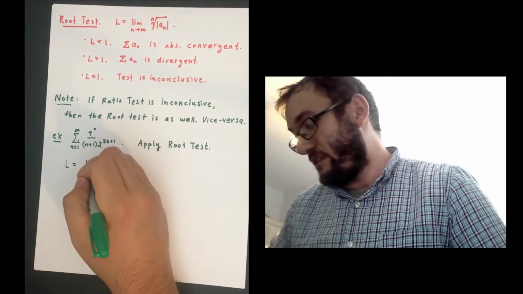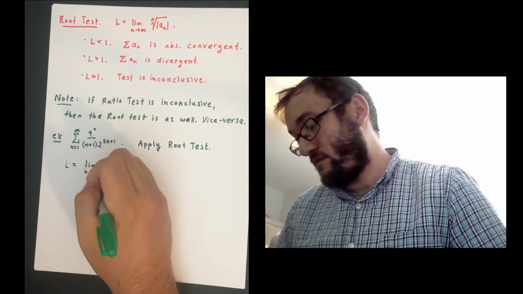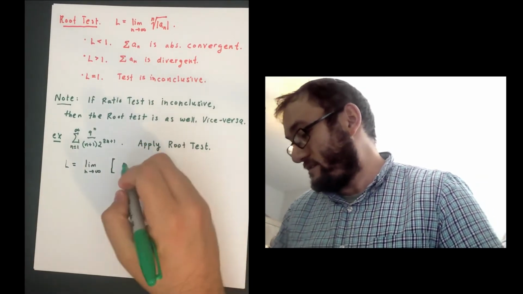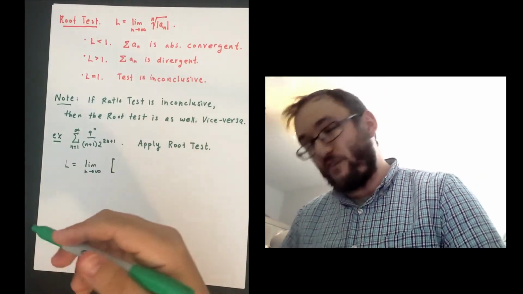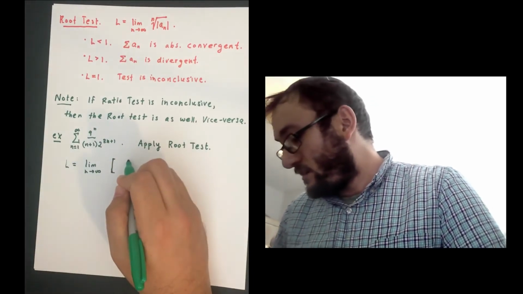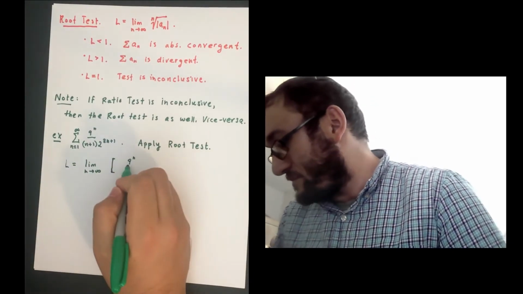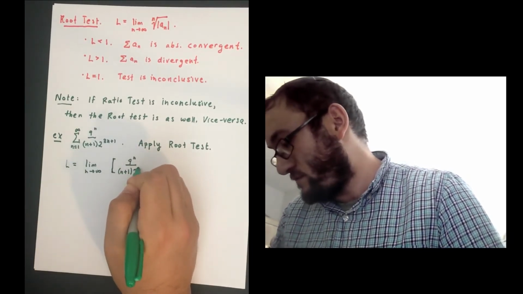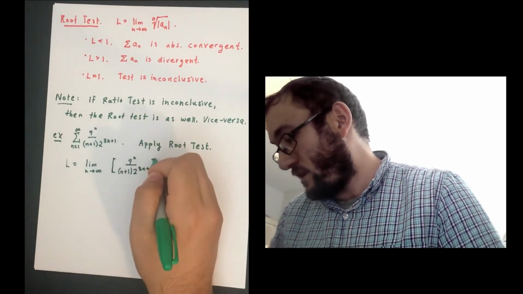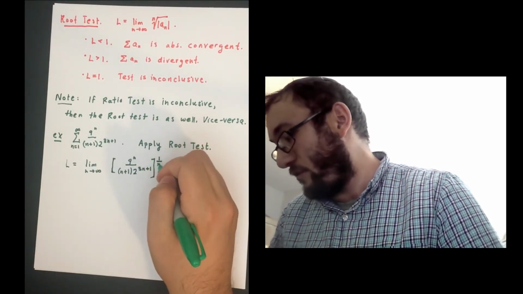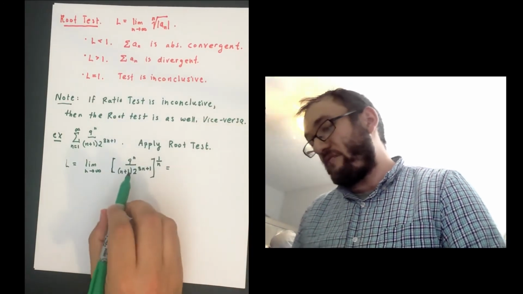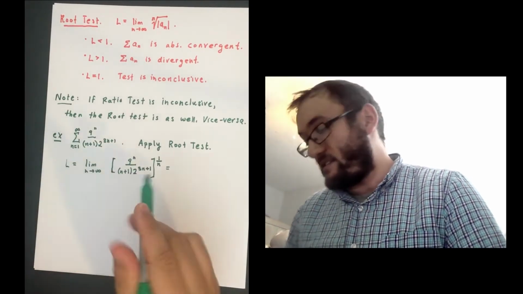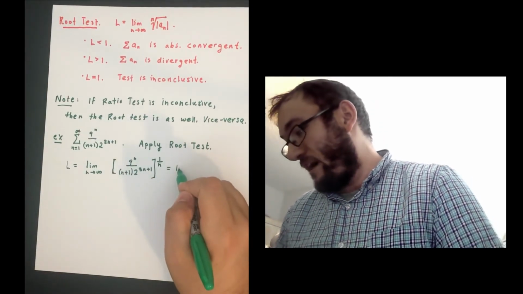L will be equal to the limit as n approaches infinity of the nth root, and I'm going to write this as an exponent of 1 over n. Inside here, I don't actually have to perform the absolute value because everything is positive. I'm raising this to the 1 over n power. Because everything in here is multiplied or divided, with the exception of this n plus 1, which I'll treat as a single unit, I can distribute the power.